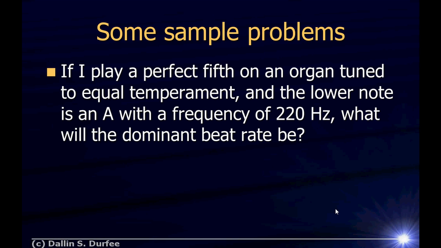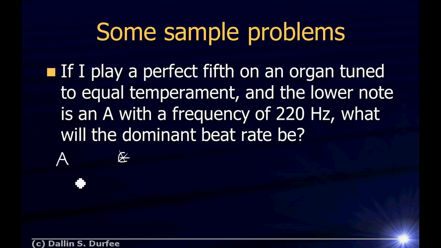All right, one more sample problem for you. Imagine I play a perfect fifth on an organ tuned to equal temperament, and the lower note is an A with a frequency of 220 Hertz. What is the dominant beat rate? All right, we already worked this problem, but let's work it again. So I'm playing an A, and I'm playing a perfect fifth. The lower note is an A, the upper note is the E above it, right?